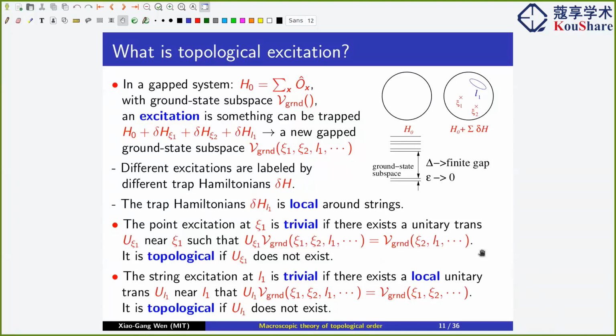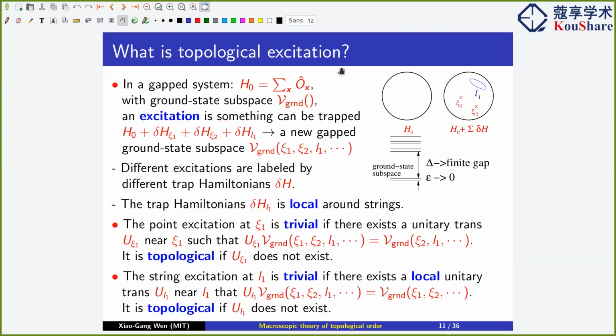Okay. I think now we try to develop a theory for excitations. So what is the general theory of topological excitation? Why is this general theory of topological excitation a category theory? What kind of structure do we have?